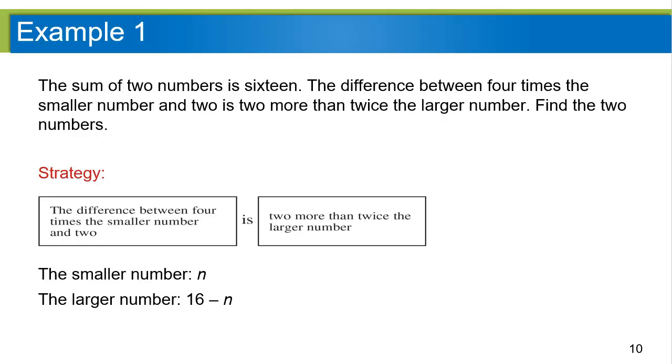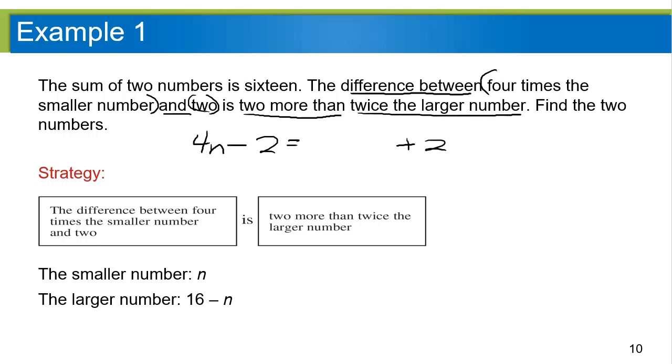The difference between 4 times the smaller number and 2. Well, we're looking at the difference between two things. What are those two things? 4 times the smaller number and 2, and we're looking at the difference between those, is 2 more than, so something plus 2, right, 2 more than, twice the larger number. So 2 times the larger number.